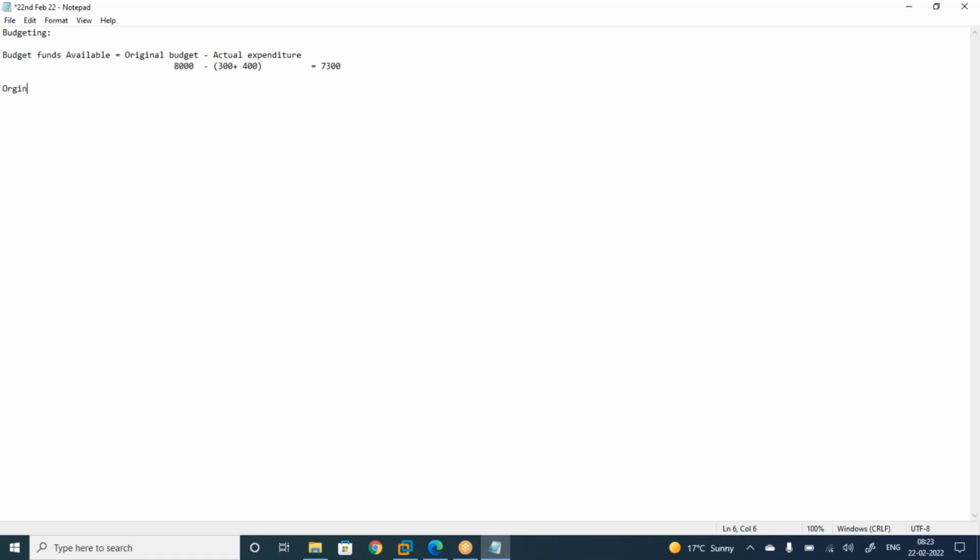Original budget means the amounts you configure in the very first week of the financial year. That is the original budget. There is one more, the revision budget. Okay, revision budget. In this revision budget, what exactly is the benefit?